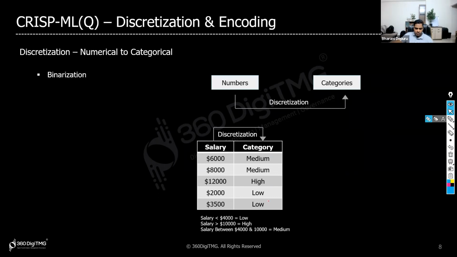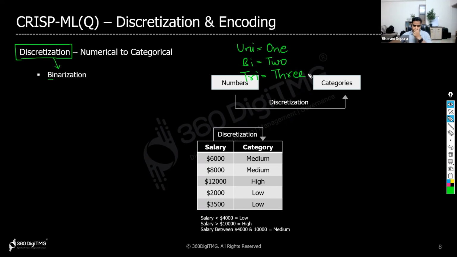Instead of 3 categories, if I aim to have only 2 categories, then the discretization is going to be called binarization. Bi means 2. Uni means 1, bi means 2, tri means 3, and so on and so forth. And here we have binarization.